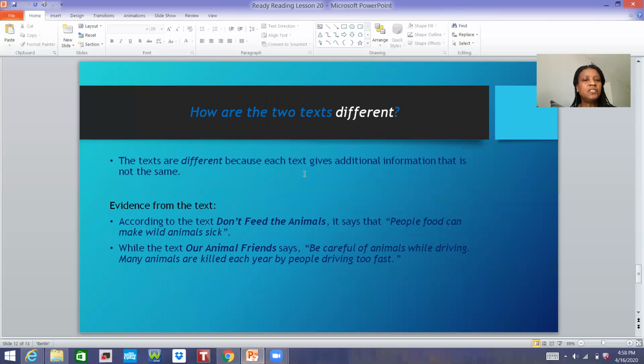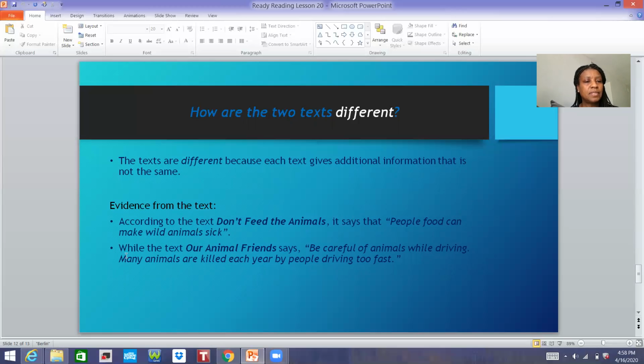The texts are different because each text gives additional information that is not the same. This is the evidence from the text, how they are different. According to the text "Don't Feed the Animals," that's text number 1, it says that people food can make wild animals sick. People food is the food that we eat every day, like hamburgers and hot dogs and cookies and things of that nature. So they're saying that it can make wild animals sick. That's text 1. Text 2 didn't say anything about the animals getting sick from our food.